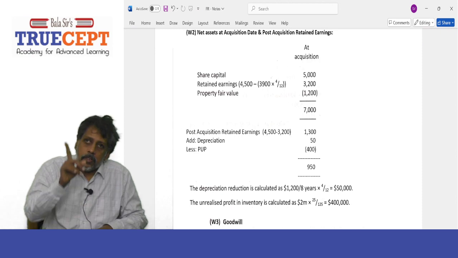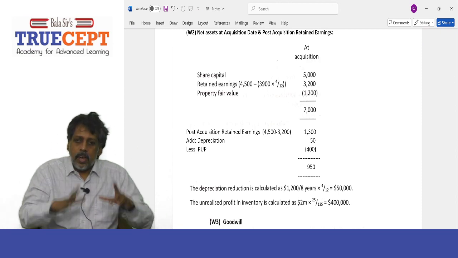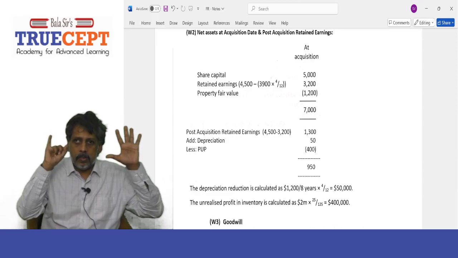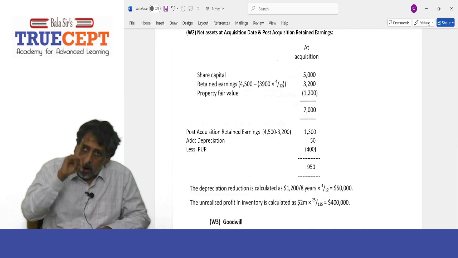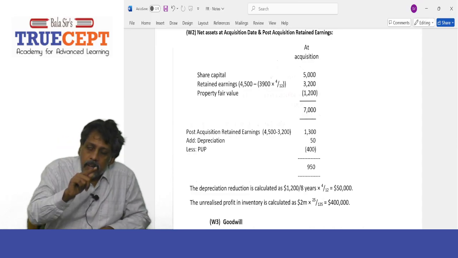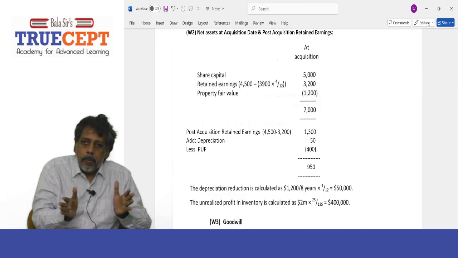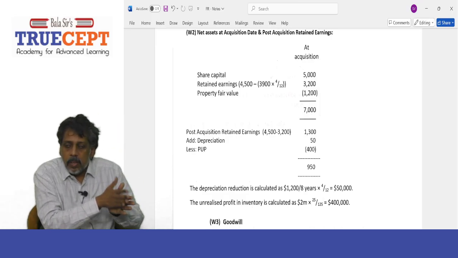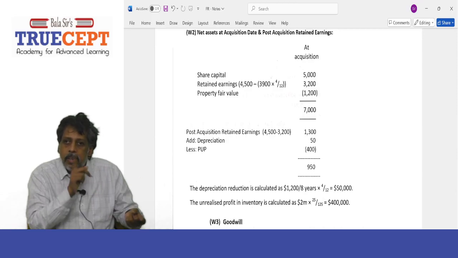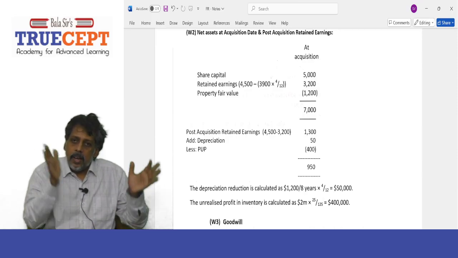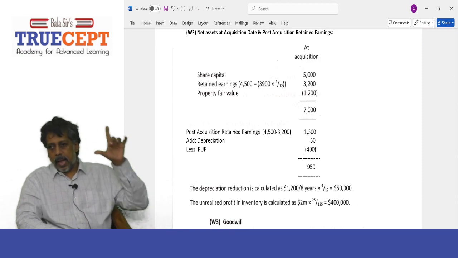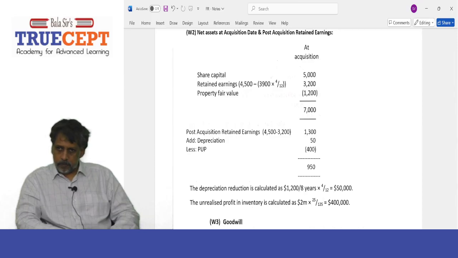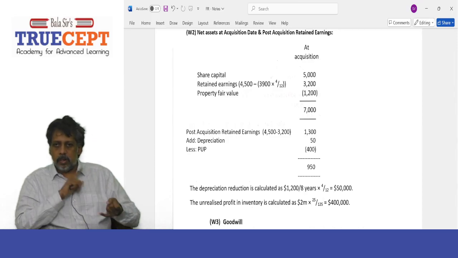I can also argue this way. The $4,500 includes the opening balance of $600. Keep that aside. And then I can take $3,900 into 8 by 12, which is 2,600, as pre-acquisition, the first 8 months. If I do that also, I get 600 plus 2,600, which is 3,200. If you don't trust me, being would-be auditors, please use a calculator and check it. So it is going to be $3,200.